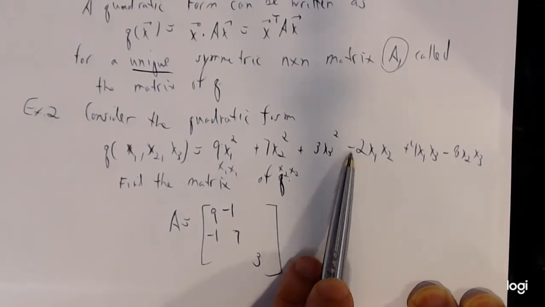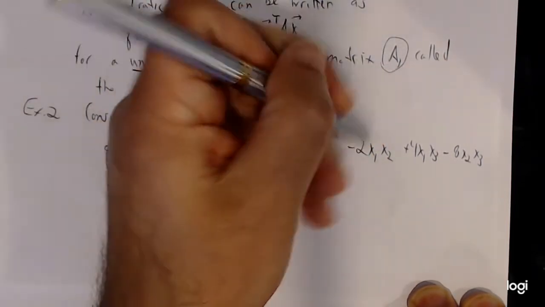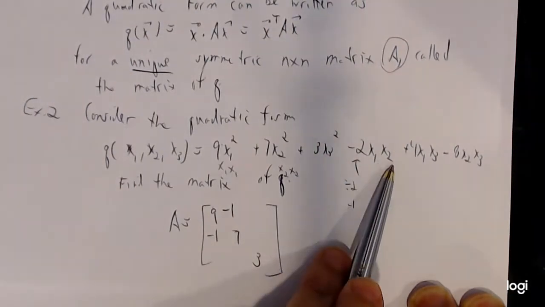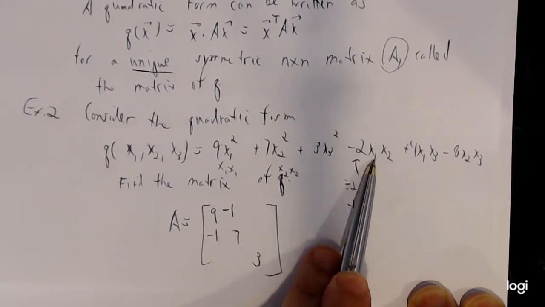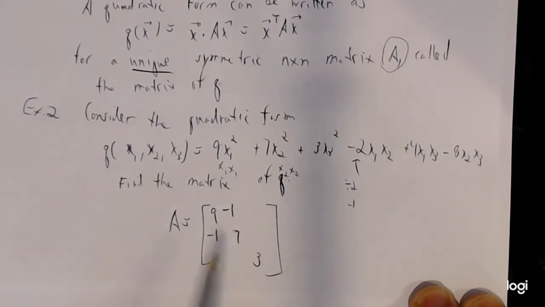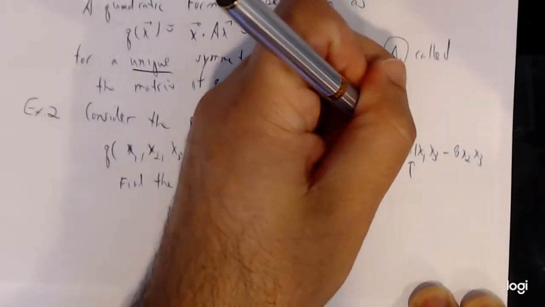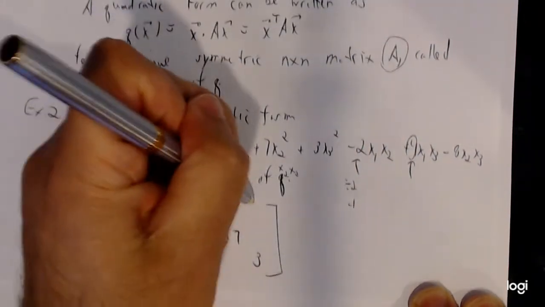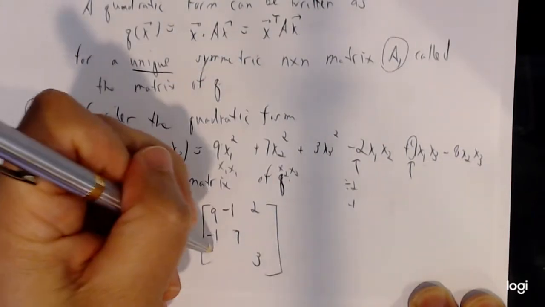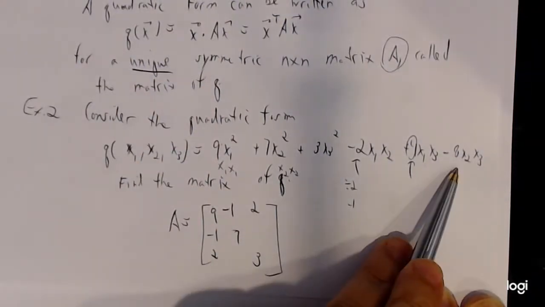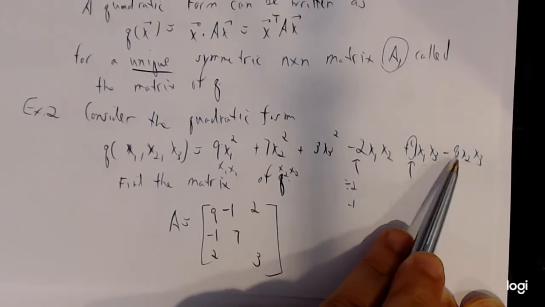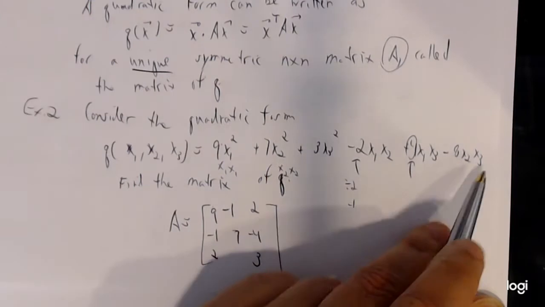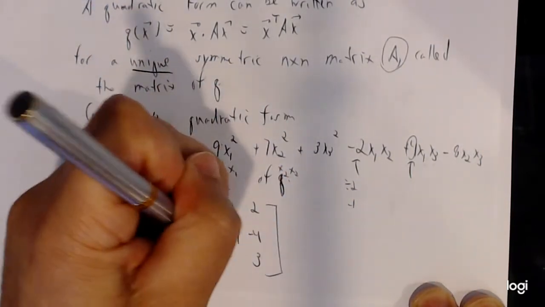This negative 2 is going to be cut in half, so we divide by 2, and that becomes negative 1. So in row 1, column 2, I'll have a negative 1, and in row 2, column 1, I'll have a negative 1. Then how about this 4? That 4 is going to be cut in 2. It'll be a 2. In row 1, column 3, I'll put a 2, and in row 3, column 1, I'll put a 2. And then lastly, row 2, column 3: since this is negative 8, if I cut it in half, I'll put a negative 4 there. And then in row 3, column 2, I'll put a negative 4 there.